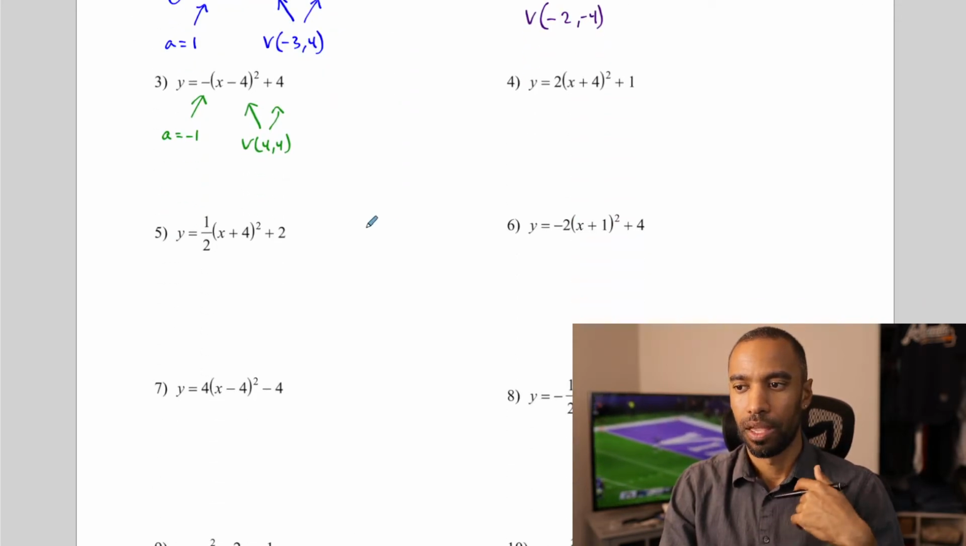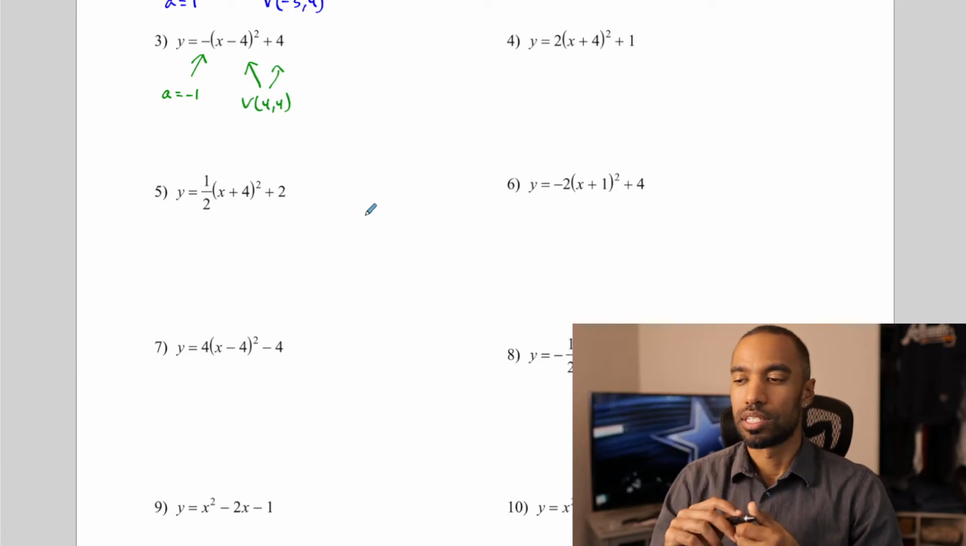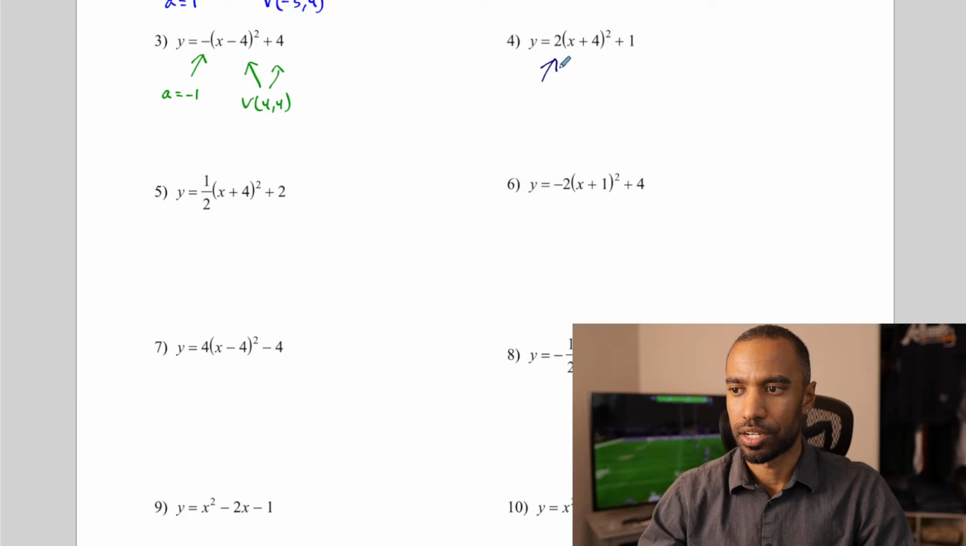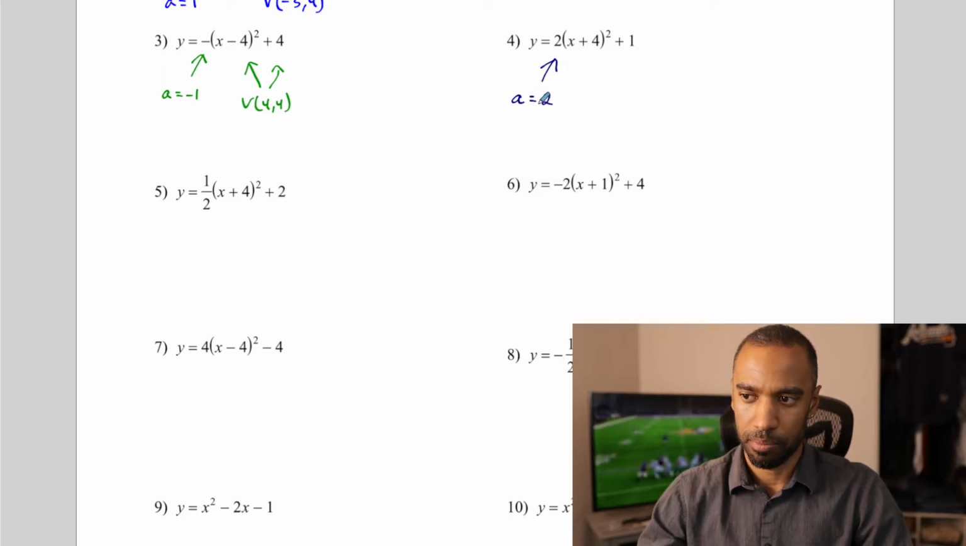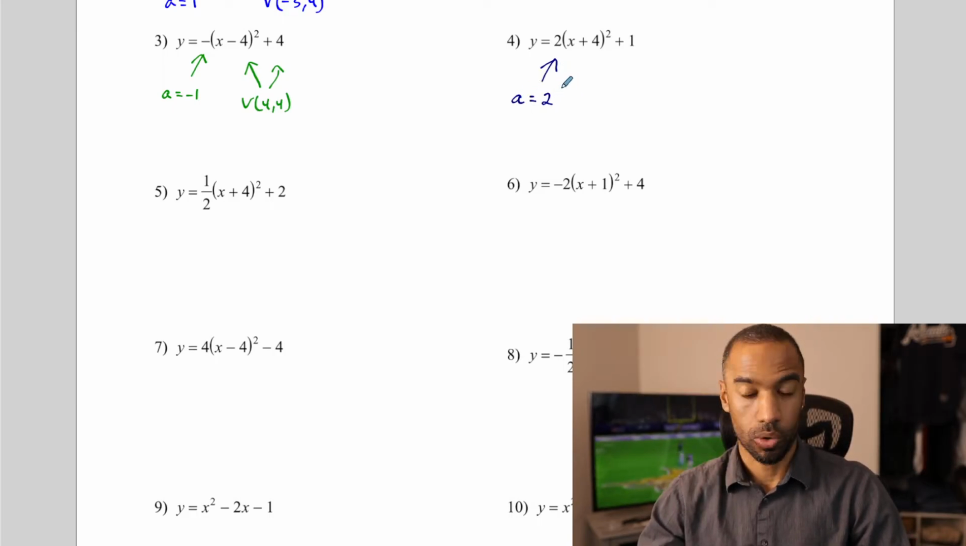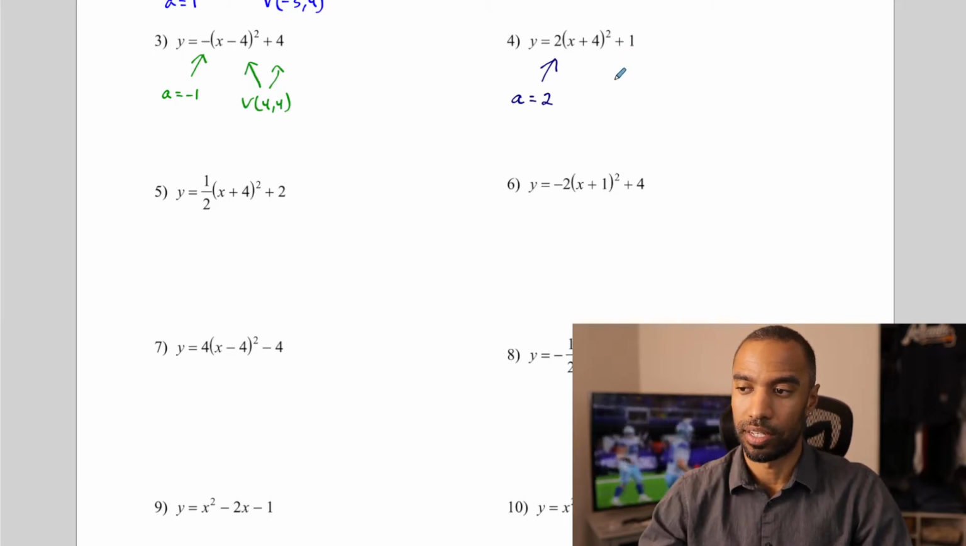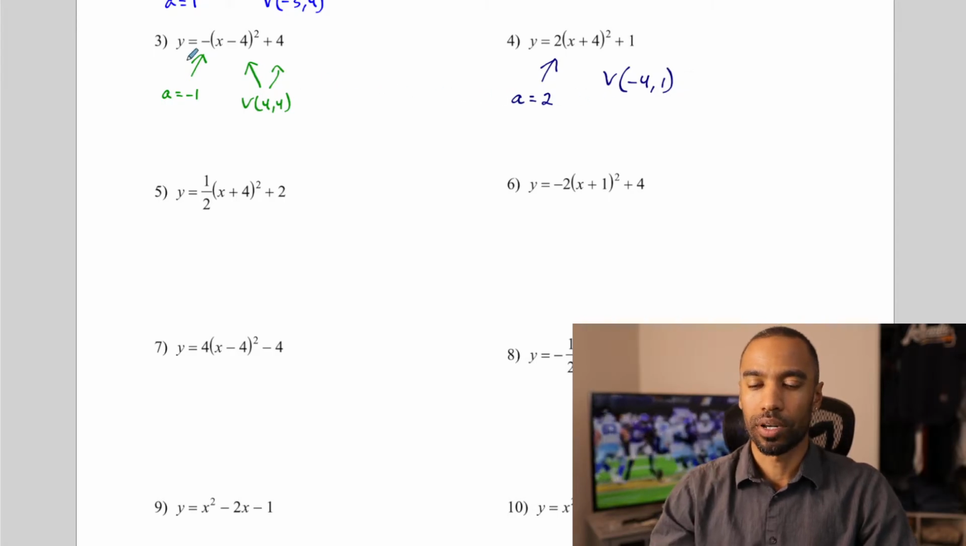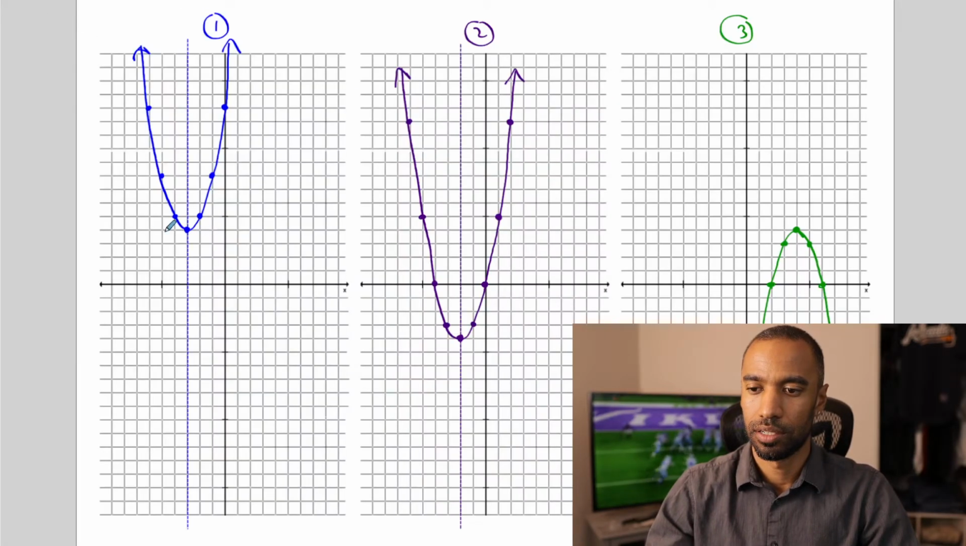Let's look at number 4. Number 4, y equals 2 times the quantity x plus 4, squared, plus 1. So this 2 here, how's that going to change? The a value being 2, remember, it means a vertical stretch factor. This thing is going to start stretching the graph. This graph is going to get taller. Now, the vertex is at negative 4, 1. So we're going to start at negative 4, 1 on number 4.